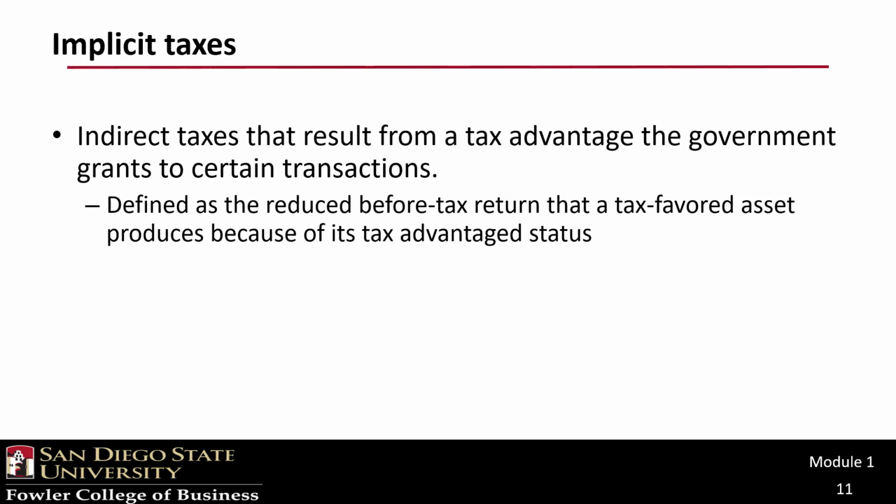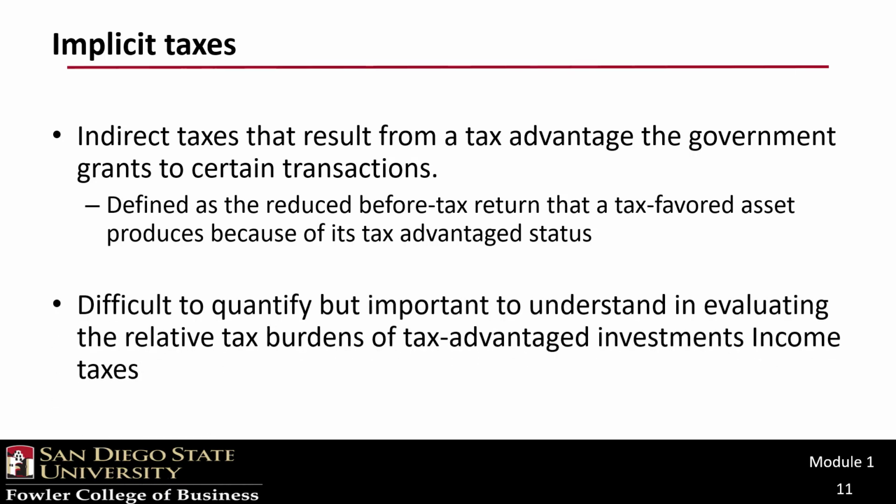The indirect tax that the San Diego bondholders paid is known as an implicit tax. That is the reduced before-tax return that a tax-favored asset produces because of its tax-advantaged status. That can be contrasted with the explicit tax paid by the Qualcomm bondholders. The municipal bond market in the United States operates exactly like we have described it here, with lower interest rates for state and local bonds.